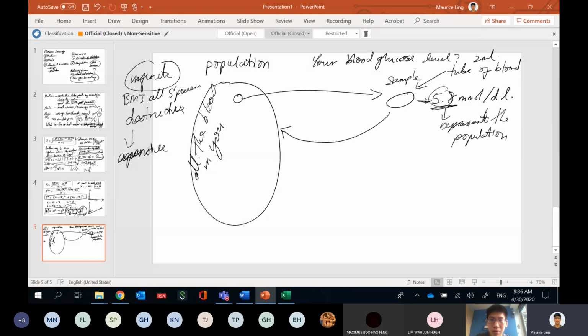Otherwise, that means I'm going to have a problem. This 5.8 millimoles is maybe the blood in your right hand. The blood in your left hand may be a totally different number. Then I'm having a problem, right? So I want to base on the sample and make inference to the population. That is, given the population, the sample must be representative.